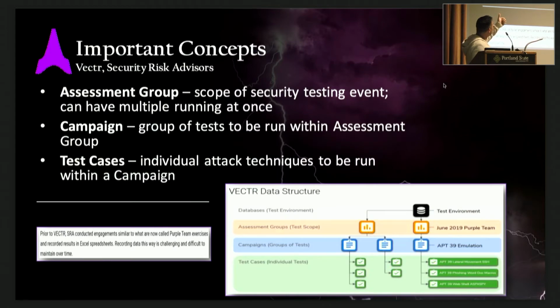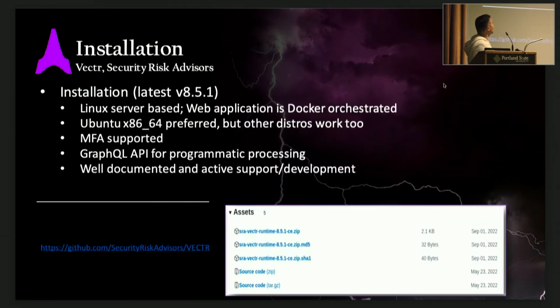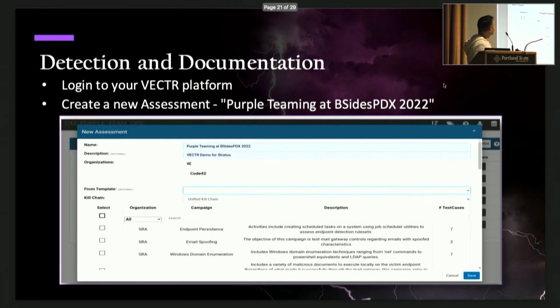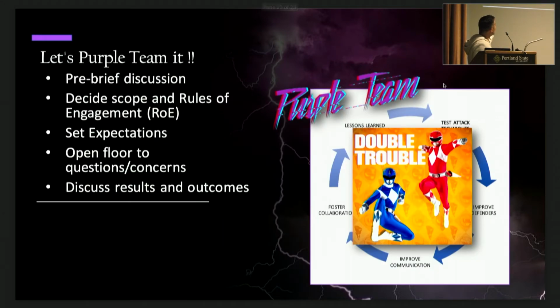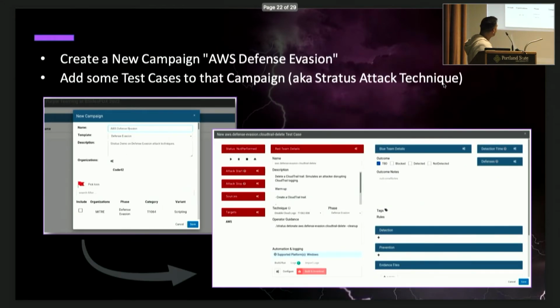Quick concept, so you have an assessment, you can start the assessment, you have a campaign, which is a group of tests under the assessment, and then all your test cases, and these are your attack techniques. So it basically organizes all this information for you. I'm going to forward this, and here's where we start our actual purple team. In VECTR, we can create a new assessment, a new campaign. That's the little GUI window where you actually enter your attack technique and start documenting that. The left side is your red team, the right side is your blue team.